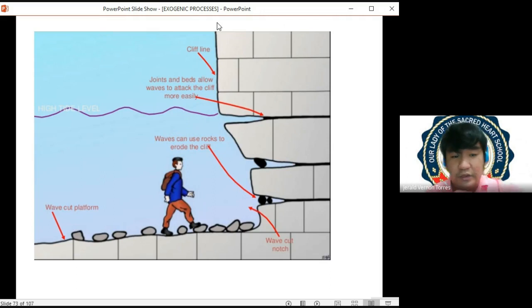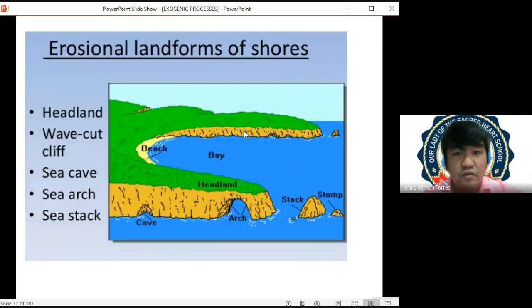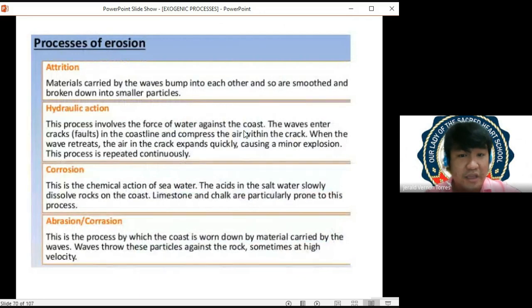I will show you later how the progression of our erosional landforms along coastal rocks happens, which is actually due to hydraulic action. So technically, when we say hydraulic action, the alternate compression and expansion of air inside this fracture due to the entry of water would cause an explosion, and this explosion causes the rocks to erode along the coastal rocks. So that is what we call hydraulic action.